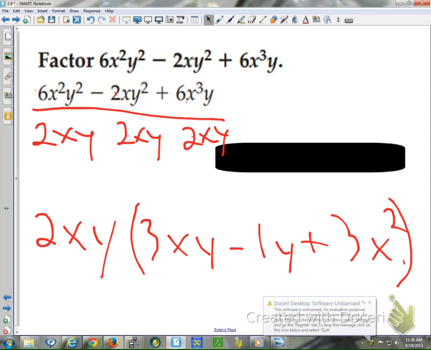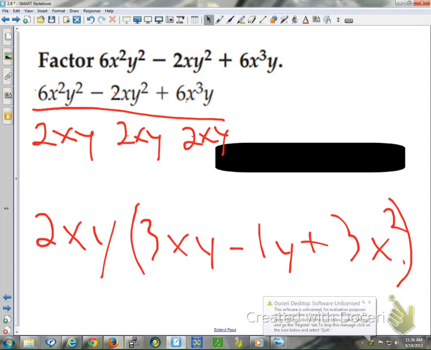To check your work, you can always just multiply that back through, and you should get back to your original. So what you do is you factor all of them, and that's the 2 and the x and the y over there. Yep. And then you take that and divide it by all the top ones up there, and then you write that in parentheses. That's right.